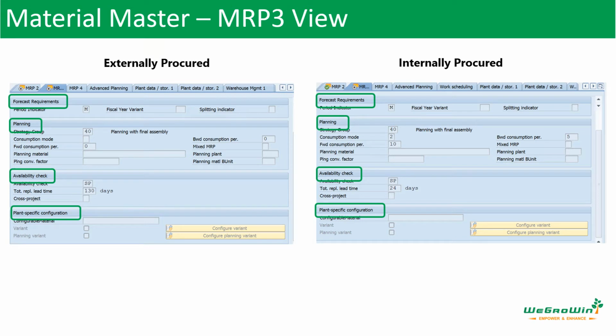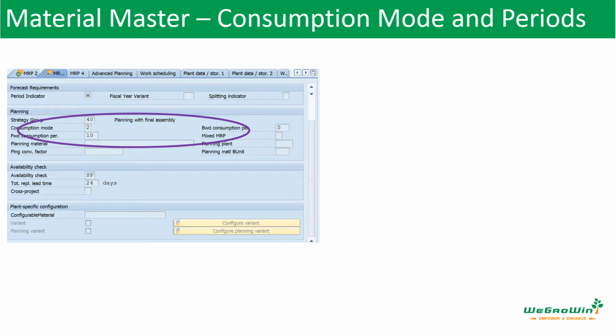Whether it is externally procured or internally procured, the MRP3 view will remain almost the same and the parameters are also almost the same. We already saw these forecast parameters, and in planning we discussed the planning strategies. Now we are going to discuss the consumption mode and consumption periods.